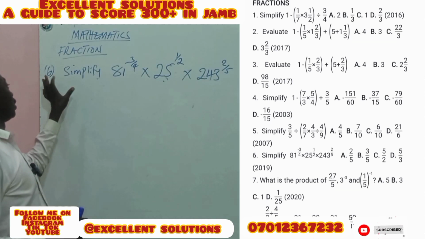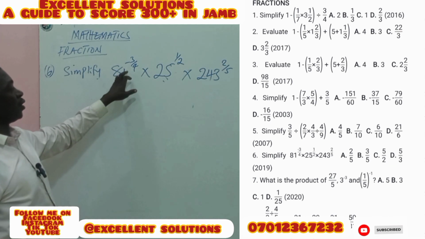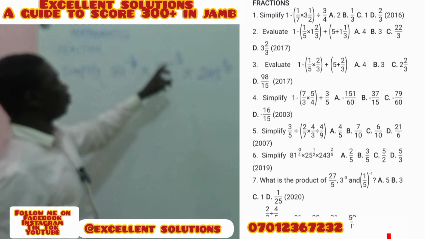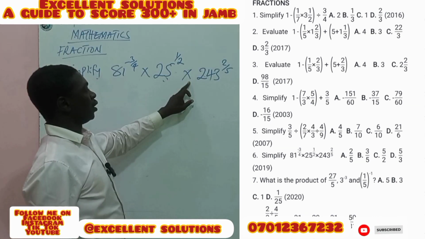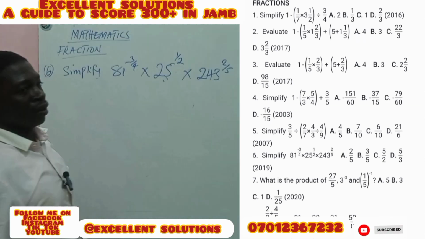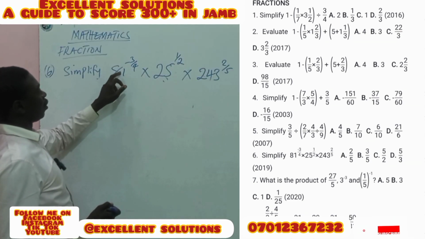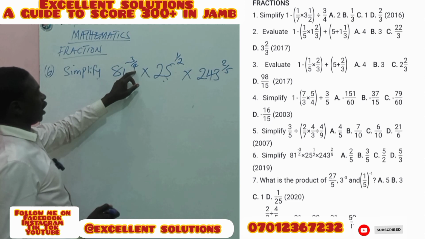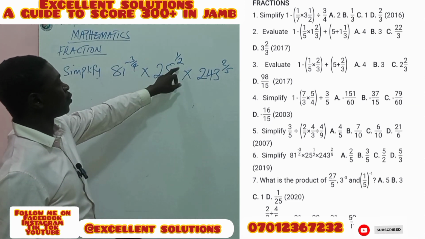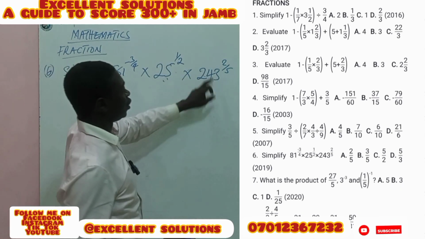The next question is question 6. And question 6 says, simplify 81 raised to the power of minus 3 upon 4 times 25 raised to the power of 1 upon 2 times 243 raised to the power of 2 upon 5. So the first thing we need to do here is define what number can we raise to the power of 4, so that we cancel this 4 to give us 81. And here, what number can we raise to the power of 2 to give us 25? And what number can we raise to the power of 3 to give us 243?